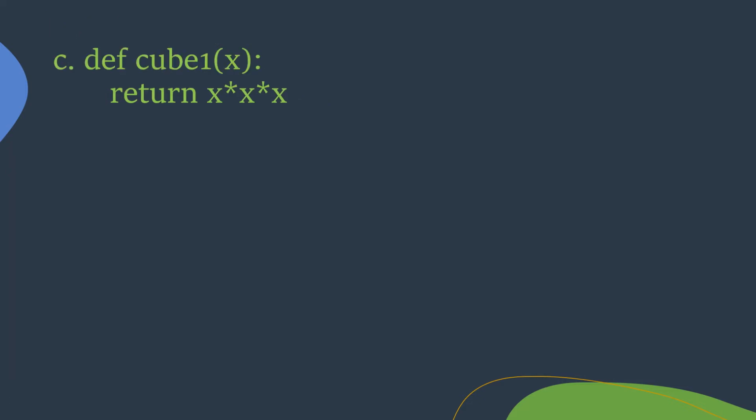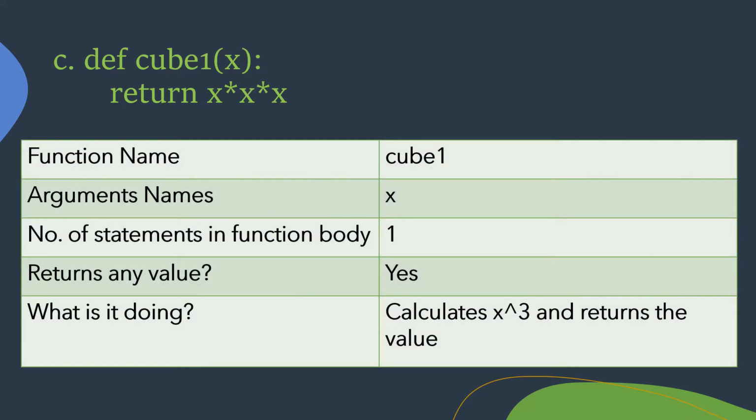Now the next function is cube1, def cube1 with one argument x, and it is returning x cube. So you can see the function name is cube1, the argument name is x, the number of statements in the function body is 1. There is only one statement, the return statement. And does it return any value? Yes, it returns a value. And what it is doing, it is calculating x to the power 3 and returns the value.